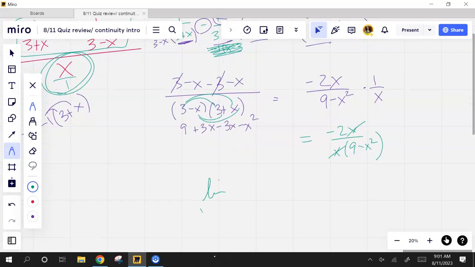All right, so now I'm the limit as x approaches 0 of negative 2 over 9 minus x squared. And now I can plug in. Right? So negative 2 over 9 minus 0.